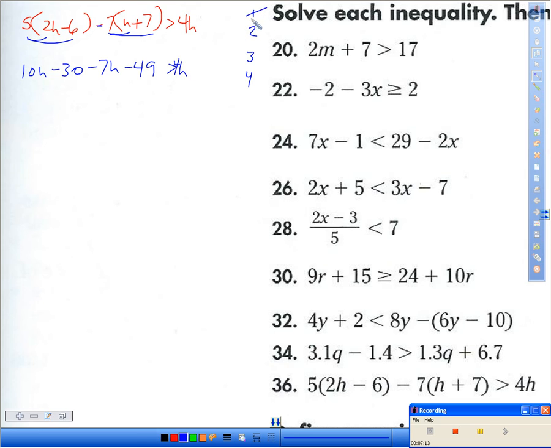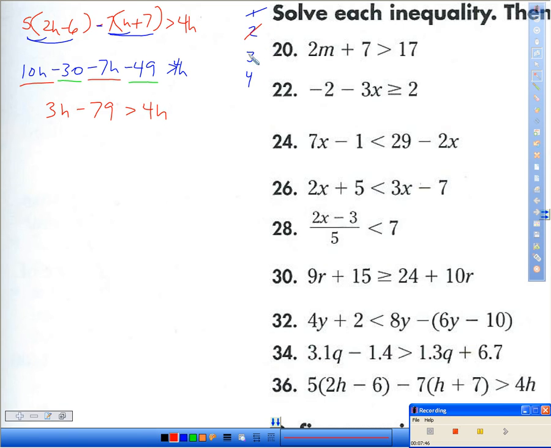That's step 1. Step 2, we said we were going to combine any like terms that we see on both sides of the parentheses. Well, we can see that 10h minus 7h are like terms, and we know the minus 30 and minus 49 are like terms. So we need to combine those. 10h minus 7h gives us 3h. Negative 30 minus 49 is negative 79, so I'll write that as minus 79. On the right hand side, I'll still just keep the 4h.